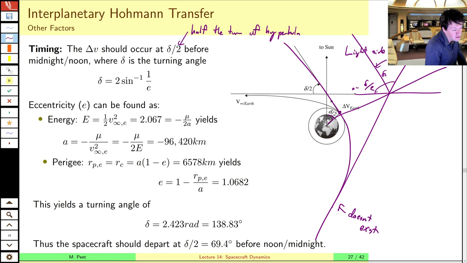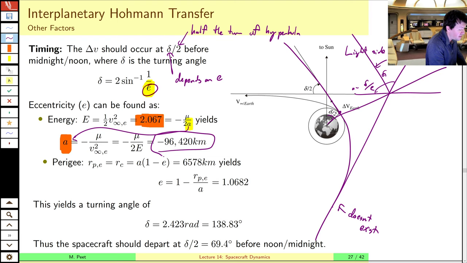How do you calculate delta? That's the question. It depends on your eccentricity, which we don't know yet. So the next question is how to calculate your eccentricity. First, you calculate the semi-major axis of your departure orbit. You know the energy already, so it's relatively straightforward to solve this equation for the semi-major axis. We already know what that number is, and it gives a semi-major axis of negative 96,000 kilometers.